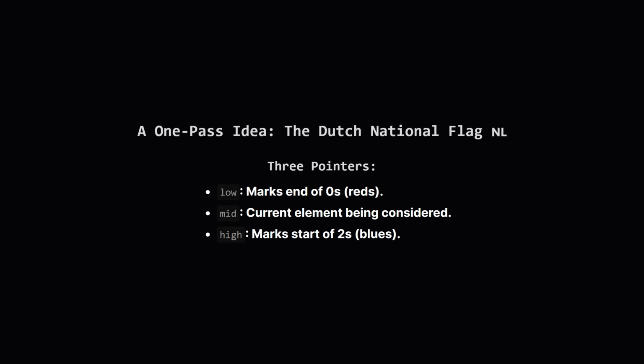So how can we do this in a single pass? There's a classic algorithm for this, sometimes called the Dutch national flag algorithm, because it's like sorting the 3 colors of the flag. The core idea is to use 3 pointers, or markers, let's call them low, mid, and high. The low pointer keeps track of the boundary for our zeros or reds. Everything to the left of low will be a 0. The mid pointer is for the current element we're looking at and deciding what to do with. And the high pointer keeps track of the boundary for our twos or blues. Everything to the right of high will be a 2. Elements between low and mid will be ones, or whites, that we've already processed.